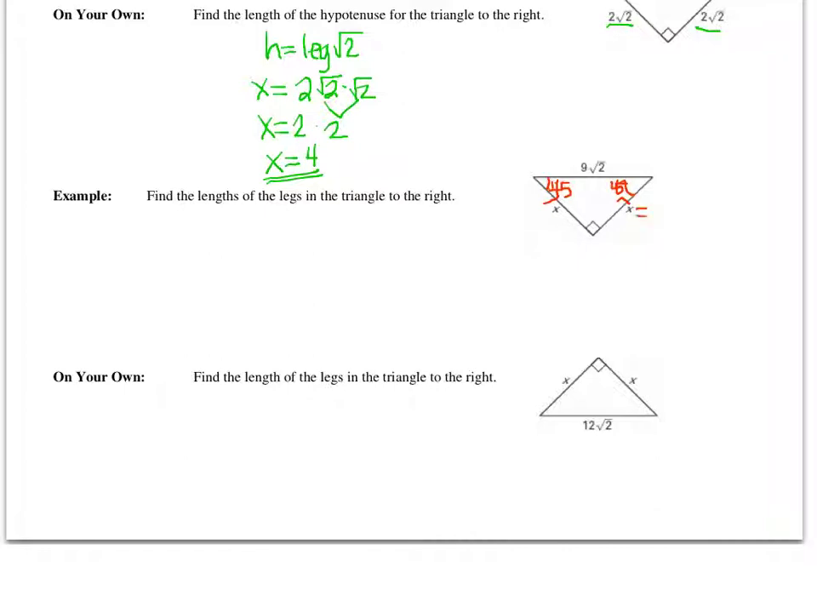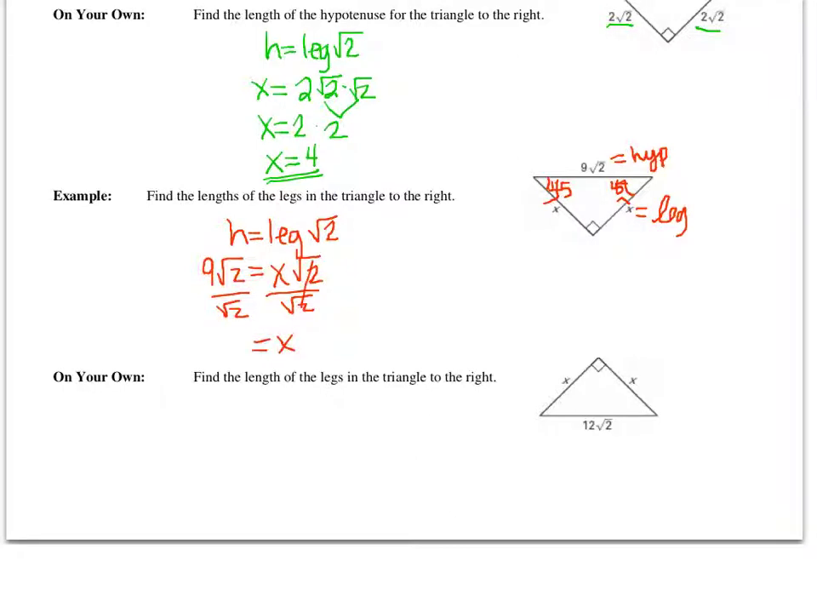So this x, that is my leg length, and this 9 square root of 2, that is your hypotenuse. So I know my hypotenuse equals my leg times the square root of 2. So the hypotenuse is 9 times the square root of 2, and that equals my leg, which is x, times the square root of 2. I want to solve for x, so I'm going to divide by the square root of 2. So I'm left with x on the right. These square root of 2's cancel, so I have x equals 9. And that is the length of each of my legs.